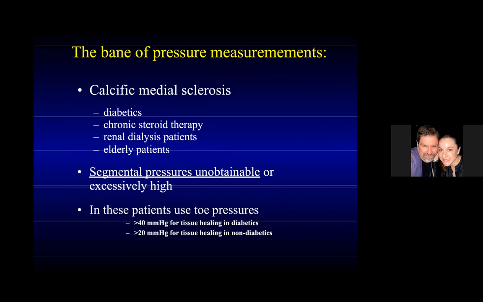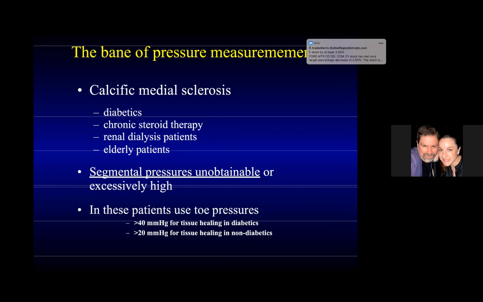So what's the bane of pressure measurements? Well, the bane of pressure measurements is the fact that some of these patients may have calcific medial sclerosis. What is that? Calcific medial sclerosis. That's when the media of that vessel, because of the patient's condition of diabetes or end-stage renal disease, has become hard, like a pipe. Not necessarily obstructed, but where an ankle brachial index will not be sufficient to come with a diagnosis, because you're going to get an abnormal reading.